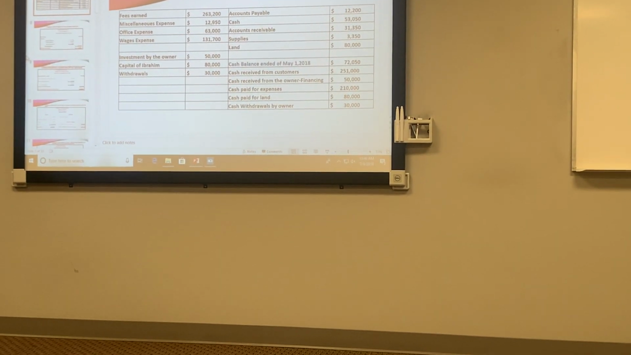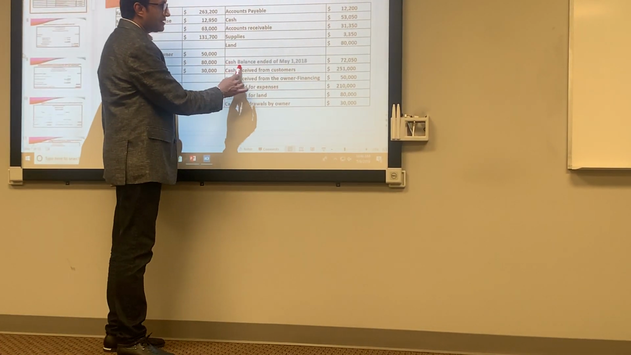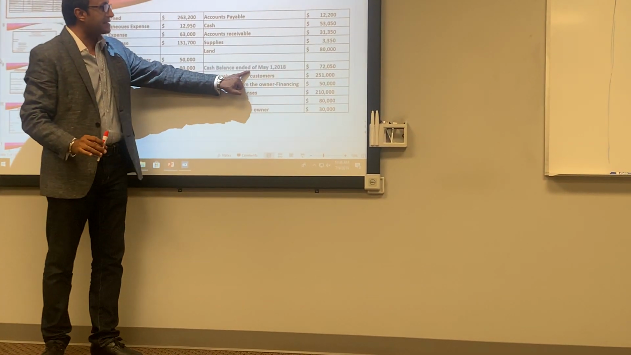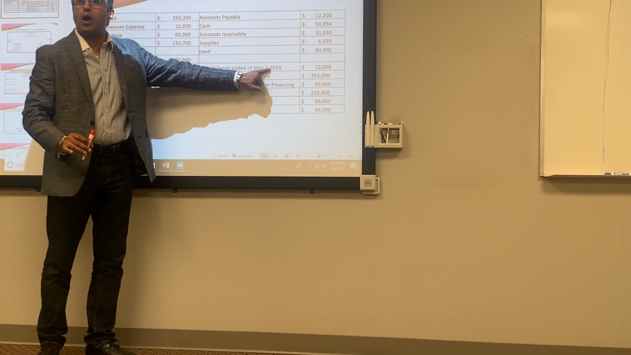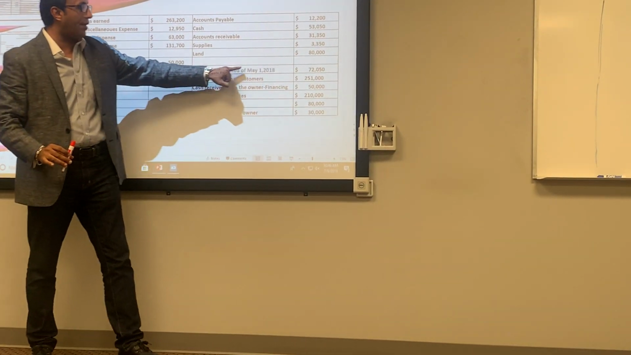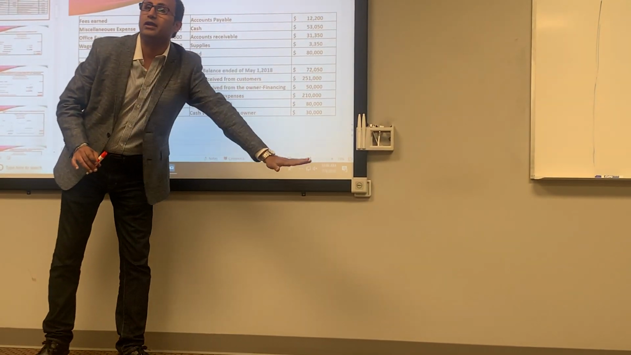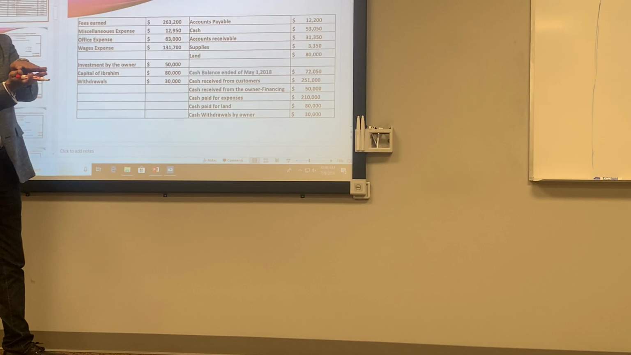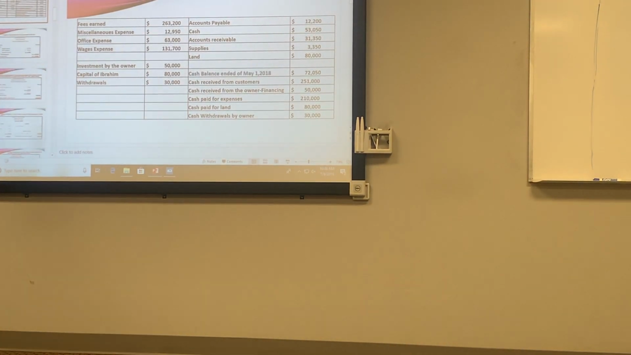Okay? And also, see, I changed this color to blue for the cash balance ended from May 1, 2018. I will use this last number, added with the cash flow for April. Okay? You will see it.